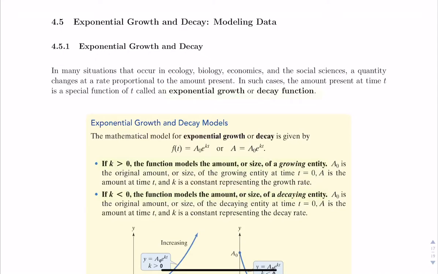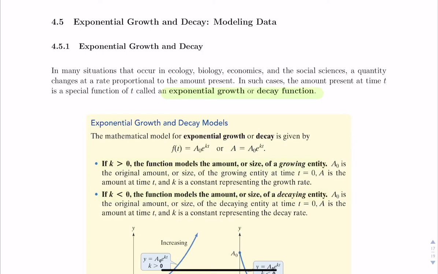In 4.5, we talk about exponential growth and decay in modeling data. In many situations that occur in ecology, biology, economics, and the social sciences, a quantity changes at a rate proportional to the amount present. In such cases, the amount present at time t is a special function of t called an exponential growth or exponential decay function.